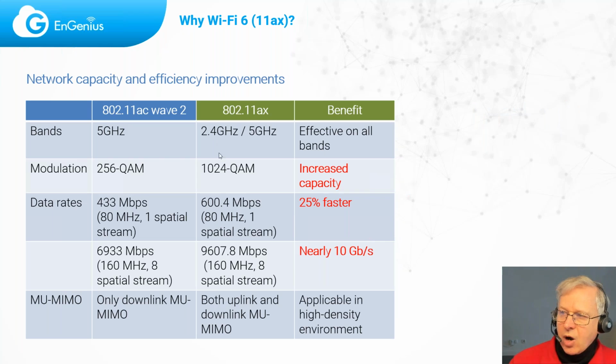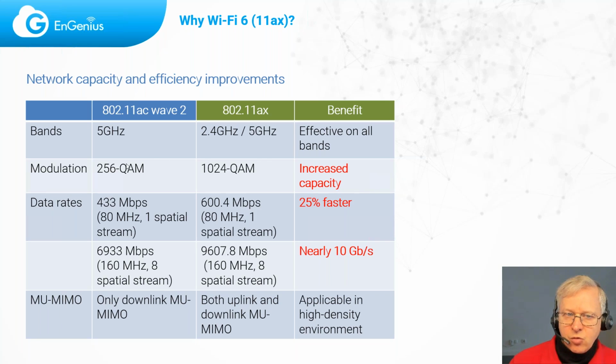So how do we achieve this? Well, first, the AX features are not just on the 5 gigahertz like with AC, but also on the 2.4 gigahertz. So you can leverage it on both bands. And if it's a triple band device, of course, also on the 6 gigahertz.